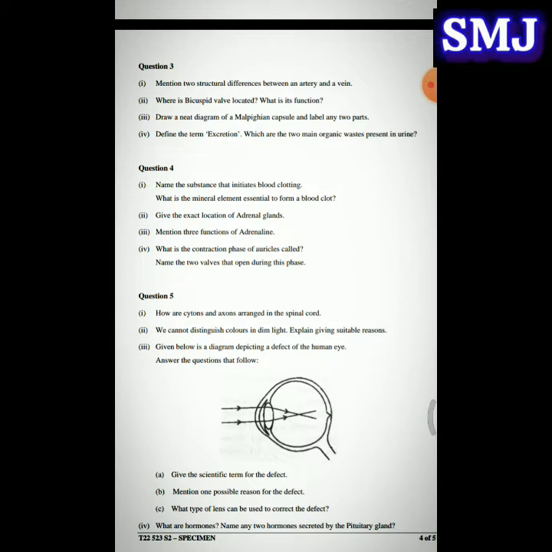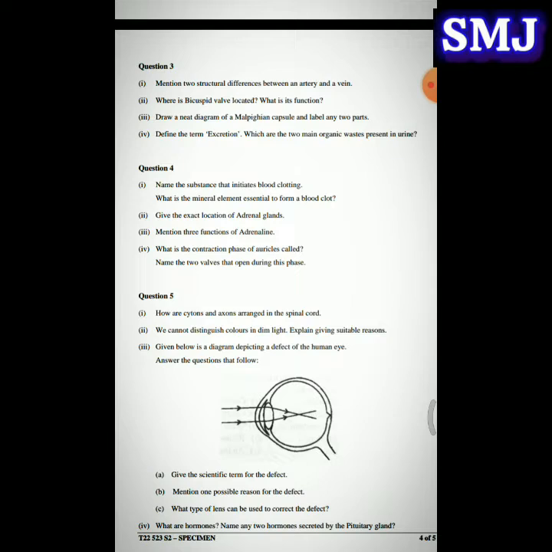So the answer is, arteries have thick elastic muscular walls, and on the other hand veins have thin walls with few elastic fibers. The second difference is, veins have one-way valves, whereas arteries do not have any valve. Next question.